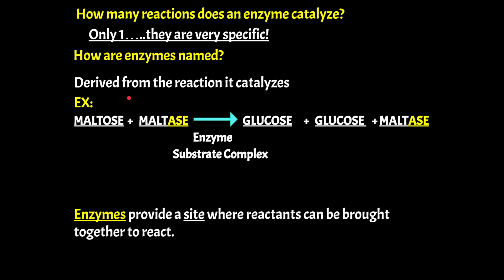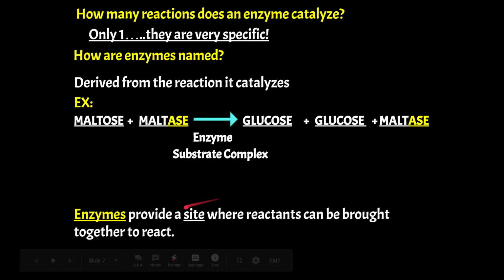catalyzes. For example, the disaccharide maltose, this is a double sugar, in combination with the enzyme maltase, will be broken down to produce 2 glucose molecules, and the enzyme. So the enzyme maltase binds to only one particular substance, and in this case that is maltose. It's very specific. And it breaks that double sugar down into its two components, glucose molecules.